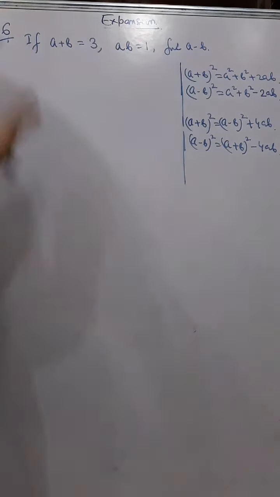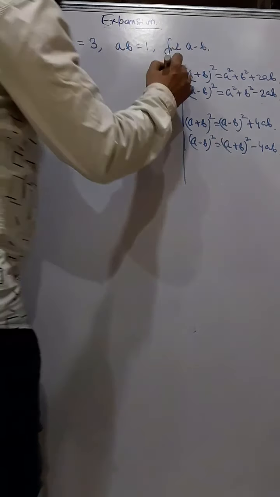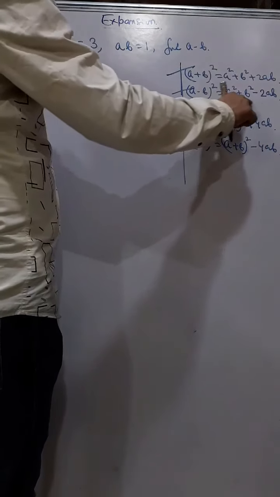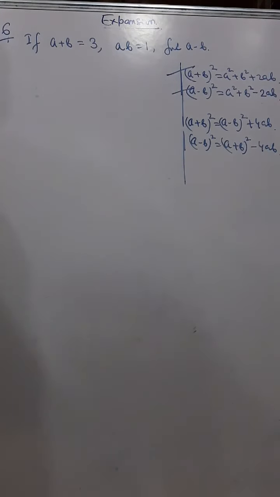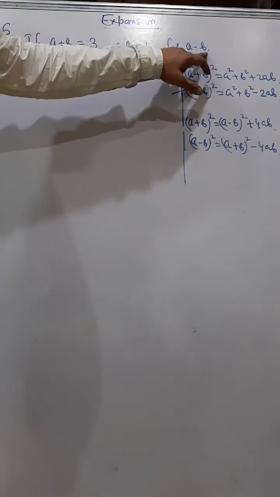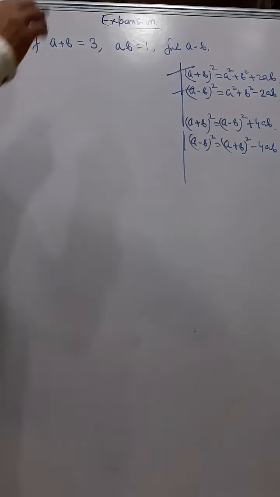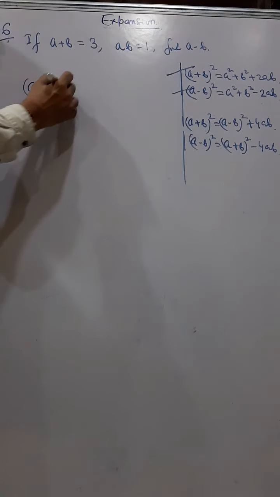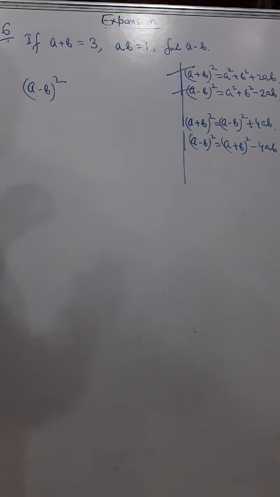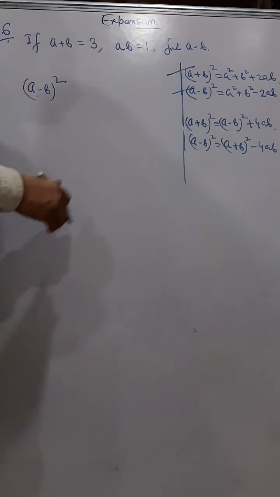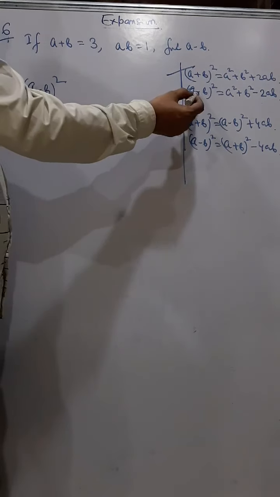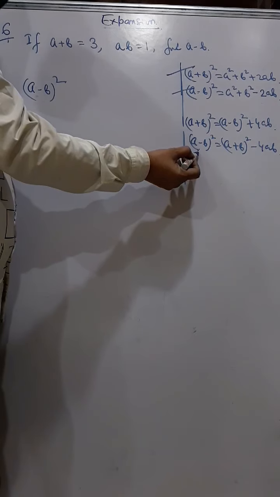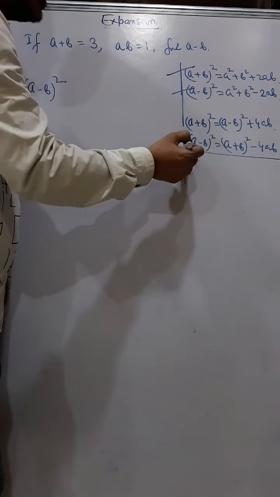So just to explain, the normal formula that you know is this: a plus b whole square is a square plus b square plus 2ab, and a minus b whole square is this. And you already know that whenever you have to find a minus b or a plus b, you can't find a minus b only, you have to find a minus b whole square. Now my point is, which formula will I use? But what is the advantage of using this formula over this formula?